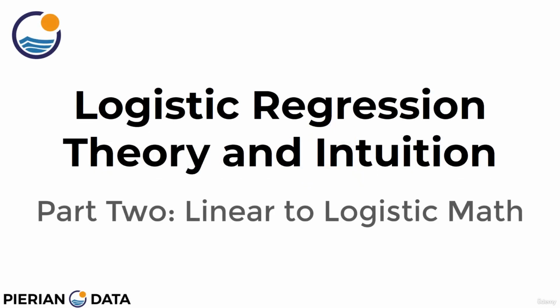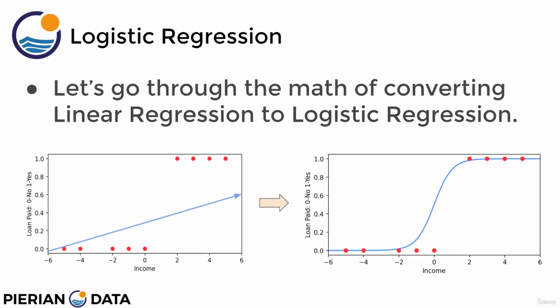Welcome back, everyone, to our continued discussion of logistic regression, the theory and intuition behind the model. In part 2, we'll discuss the mathematics of converting a linear regression model to a logistic regression model. So let's go through the mathematics of converting this linear regression that we know is not going to be a good fit for categorical labels that are only 0 or 1 to a logistic regression where that curved model can actually fit those points.